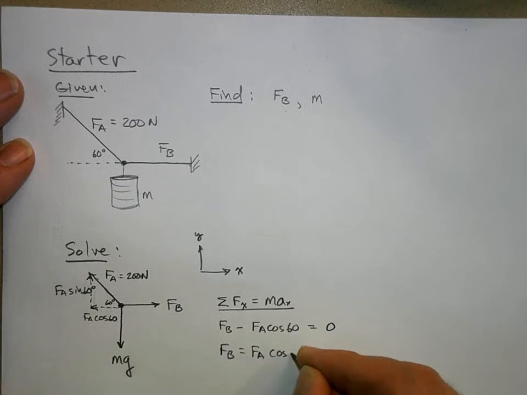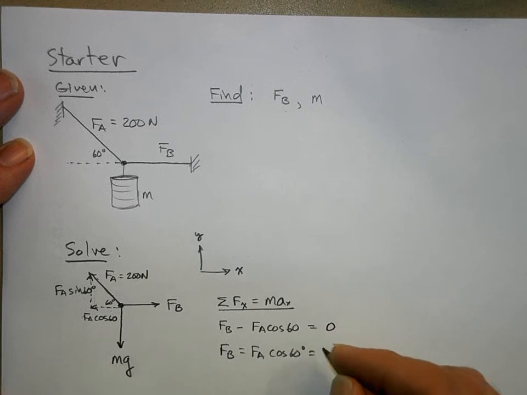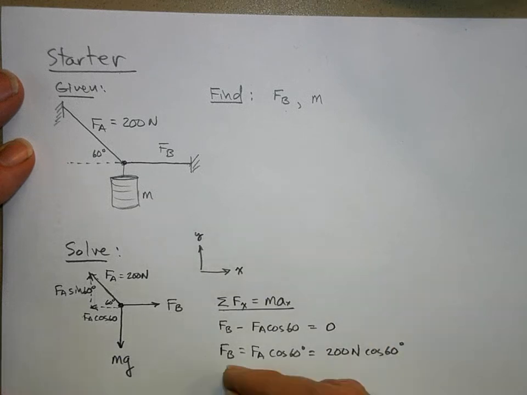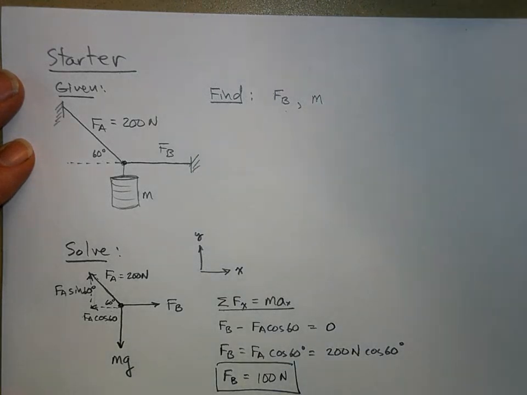FB equals FA cosine 60, so let's plug in the numbers, 200 newtons times the cosine of 60 degrees. Well, the cosine of 60 is 1/2, right? So 1/2 times 200 is 100 newtons. Everybody agree with that? Okay. If you got that on your own, you're in good shape. At least for this. Well, let's zoom out a little bit, make some more room.